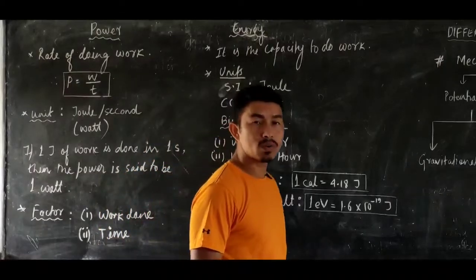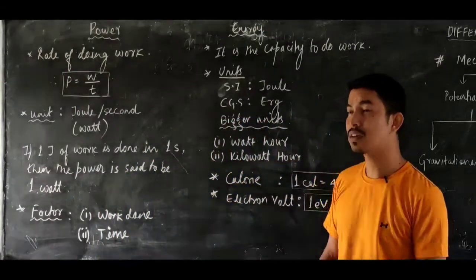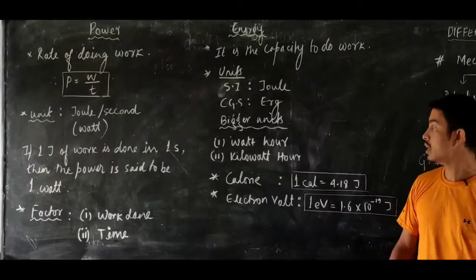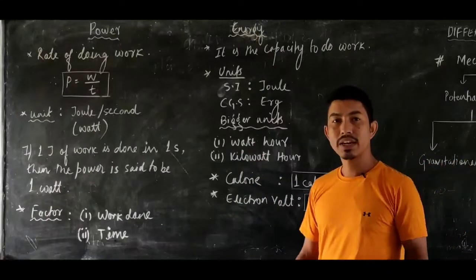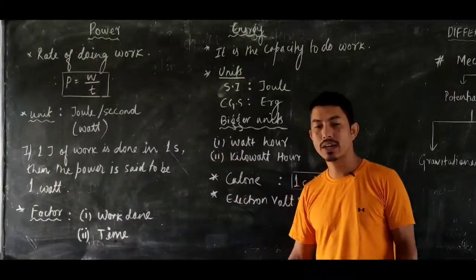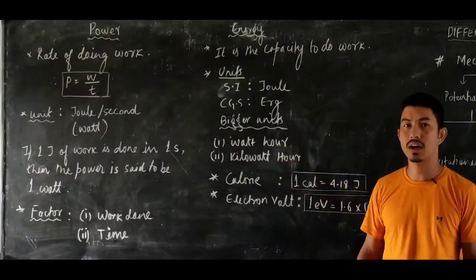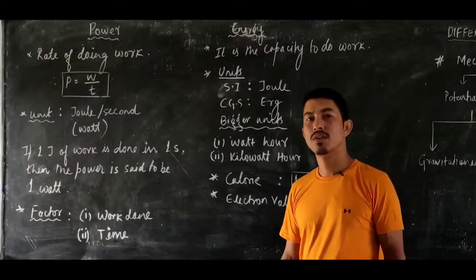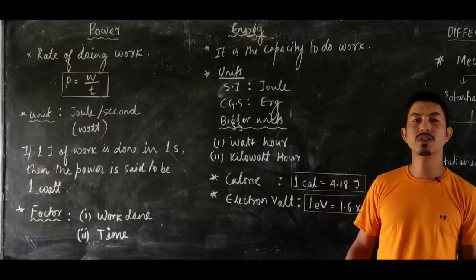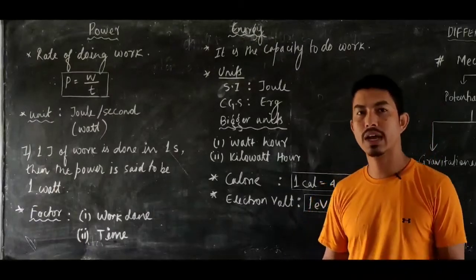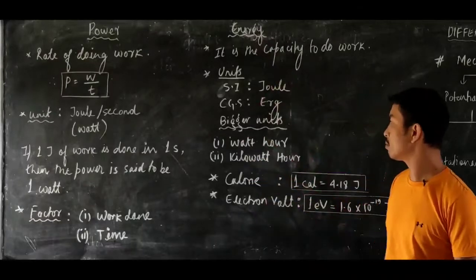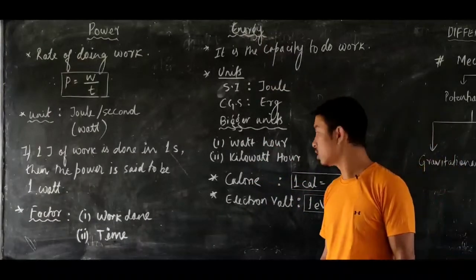So what is 1 watt hour? If I say somebody has the energy of 1 watt hour, what does that mean? It means that any device rated 1 watt works for 1 hour. That is said to be a watt hour. And what is 1 kilowatt hour? Any device rated 1 kilowatt and used for 1 hour. The energy spent by that machine is said to be 1 kilowatt hour.